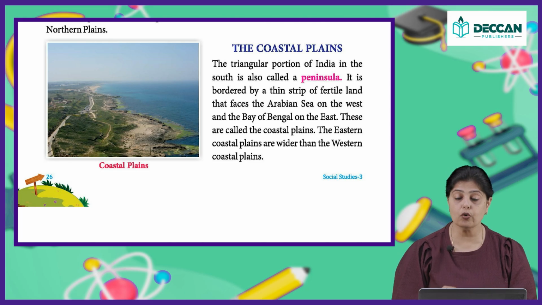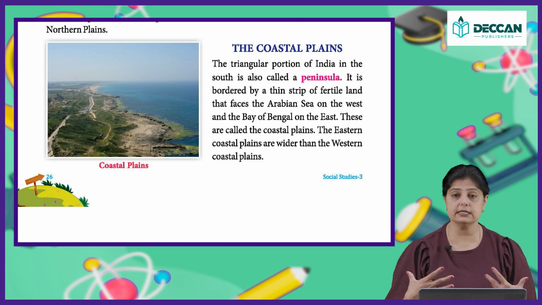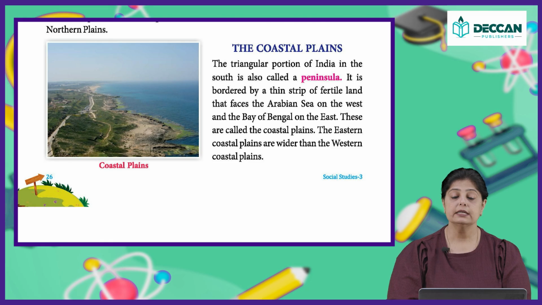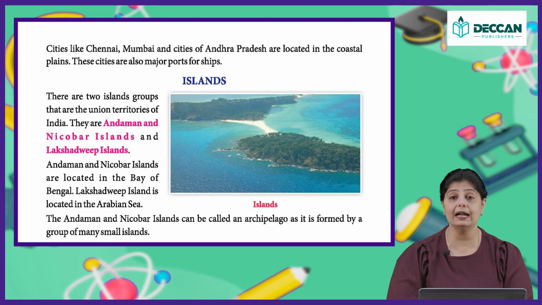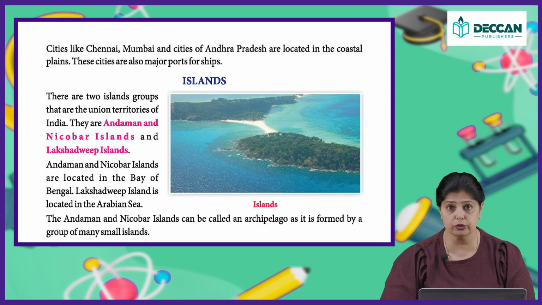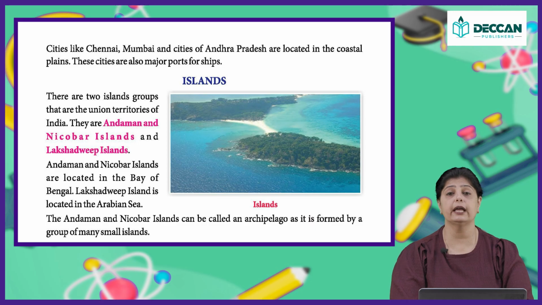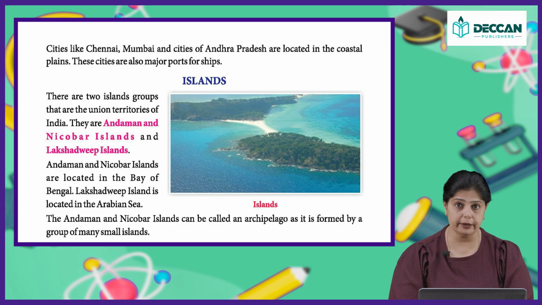Okay. The eastern coastal plains are wider than the western coastal plains. So area wise, the eastern plains are wider than the western ones. Okay. Cities like Chennai, Mumbai and cities of Andhra Pradesh are located in the coastal plains. These cities are also major ports of the ships, okay, because it is on the coast. It is on the sea coast, and that is the reason why they have a lot of major seaports over there. Okay.